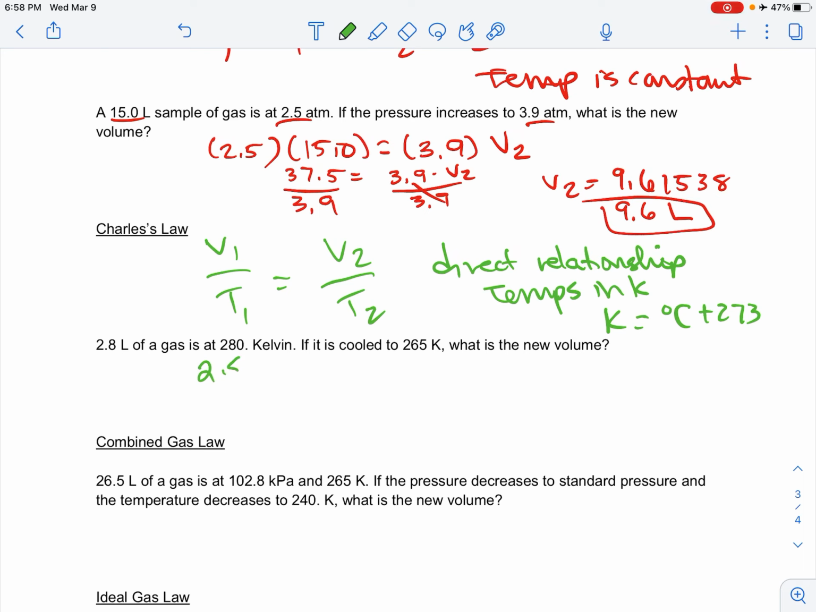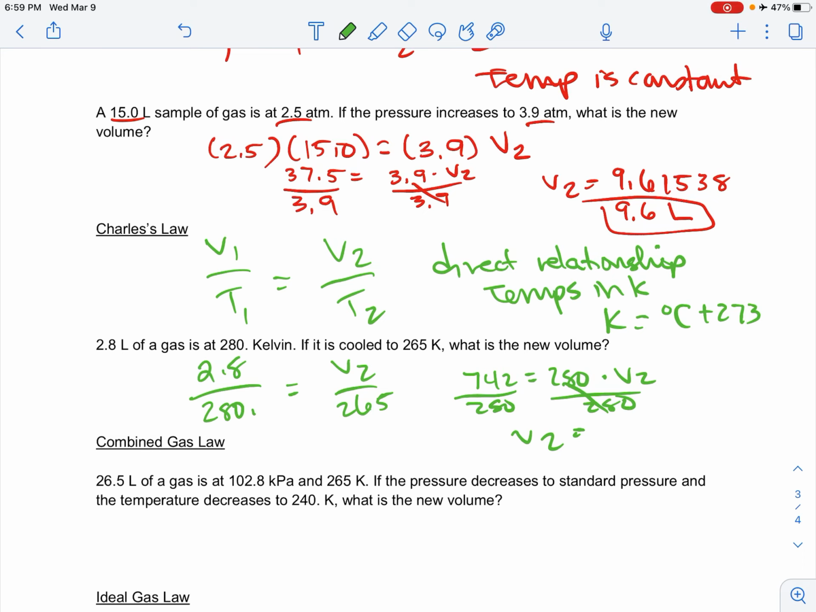So volume 1, temp 1, volume 2, temp 2. So cross multiplication works good for me. So 2.8 times 265 is 742 equals 280 times V2. Divide both sides by 280. V2 is equal to 2.65. And this has 2 sig figs, 3 and 3. So 2 sig figs would be 2.7 liters.